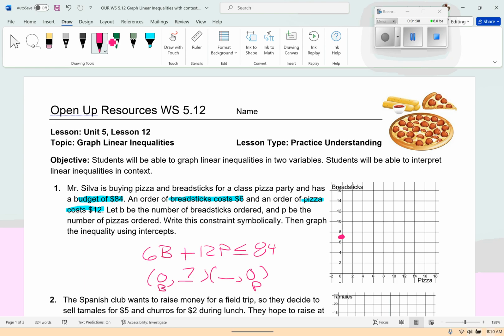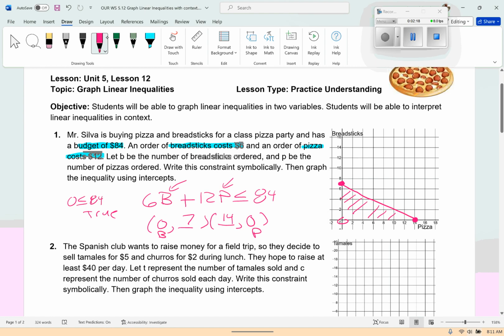And then for the pizza, I'm going to cover up pizzas. So 6 times what number gives you 84? 84 divided by 6 is 14. So 14 is over here. And we have that line underneath, so it's going to be solid. We can pick 0, 0 because that's definitely on the underside of the line. If you plug 0, 0 in, that becomes 0, that becomes 0. So is 0 less than or equal to 84? The answer is yes. That's true. So I'm going to shade underneath our line. Notice I'm only shading in the positive region, and that's all we really gave you because you don't have negative pizzas. And you don't have negative breadsticks either.